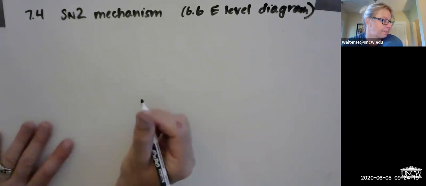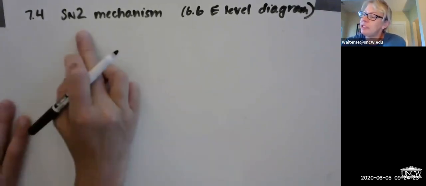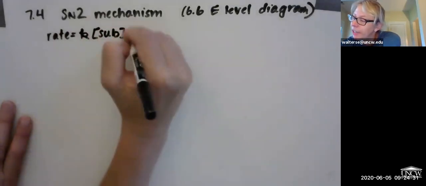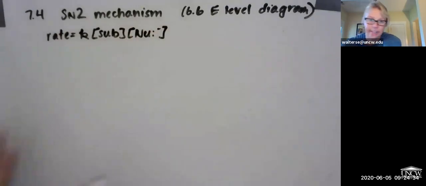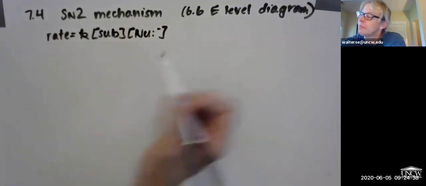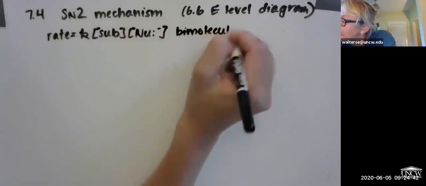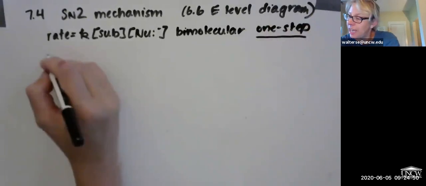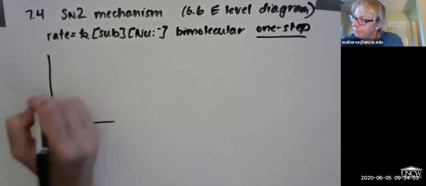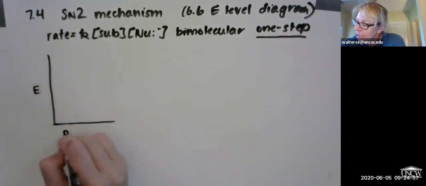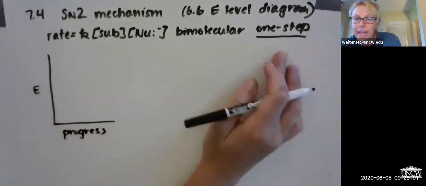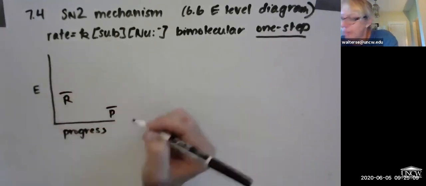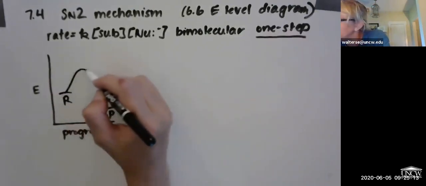Okay. So with our SN2 mechanism, again, we're always going to write down our rate law. The two means the molecularity. And then we have our nucleophile. Okay. It's bimolecular in one step. Okay, so the one step tells you that on your energy level diagram, energy versus progress, one step reactions have a single bump, a single hill. Okay, so I'm just going to draw it on a potential energy axis, reactants going to products.